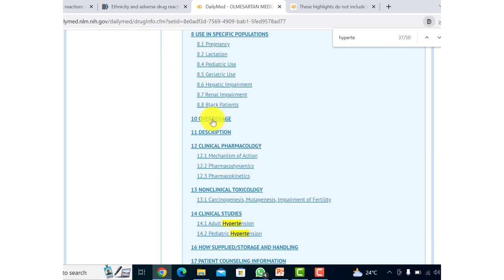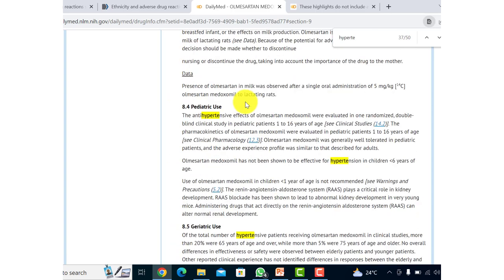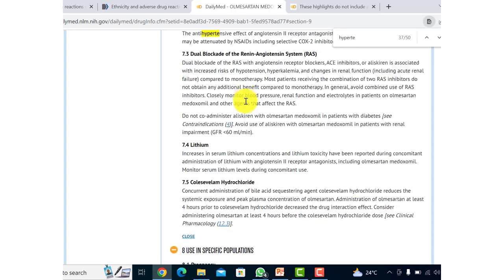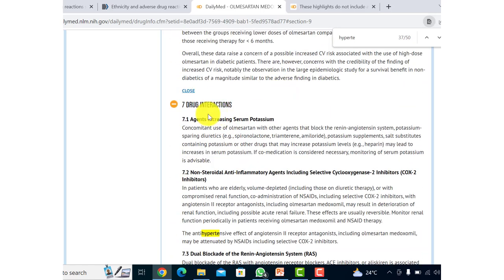Again, for overdose also you can see here, limited data is available, but overdose would cause hypotension, tachycardia, bradycardia. If it is not available in the adverse drug reaction section that we are going to see, and if it is available there, then you can consider it. If not, then only if overdose is happening in your case, with the patient having an overdose, will you consider it as a listed adverse reaction. So generally, which section will we see? That is nothing but the adverse drug reaction section.